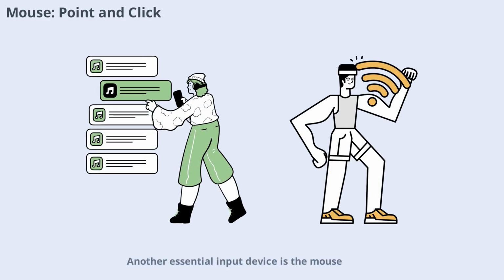Whether you're writing an email, creating a document, or searching online, the keyboard is your main tool for entering text. Modern keyboards come in various shapes and sizes, but their basic function remains the same: to help you communicate with your computer. Another essential input device is the mouse. It lets you move the cursor on the screen and select items by clicking. The mouse makes it easy to navigate through programs, open files, and interact with different elements on your computer. With just a few clicks, you can perform a wide range of tasks quickly and efficiently.